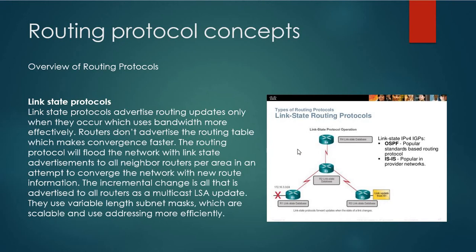Okay, so here let's see the graphical representation of this link state protocol. In this link state protocol, in IP version for IGP, we have OSPF, a popular standard-based routing protocol, and another is IS-IS, popular in the provider network. Okay, provider network means an ISP or some network provider uses IS-IS.